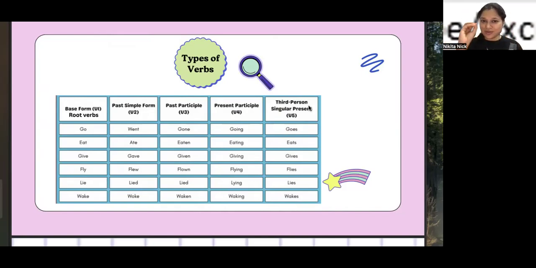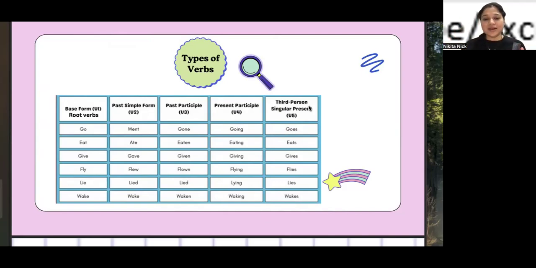That means you're talking about continuous. Okay, this is a trick that you can remember: add ing to the verb to make it continuous form. So V4 we always use in continuous tenses, be it present, past, or future continuous, or even past perfect continuous, present perfect continuous, or future perfect continuous. In all these six, your main verb is going to be the V4 form.